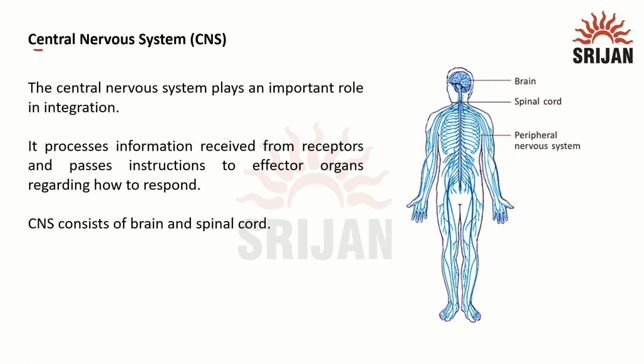In this video, we will learn about the central nervous system, that is CNS. The central nervous system plays a very important role in the integration of information that it receives from various sense organs. So it processes information received from receptors and passes instructions to the effector organ regarding how to respond. Mainly, the CNS is made up of the brain and spinal cord. Here the brain and spinal cord have a continuous connection and they form the core of the nervous system.